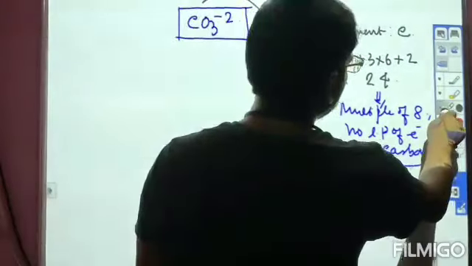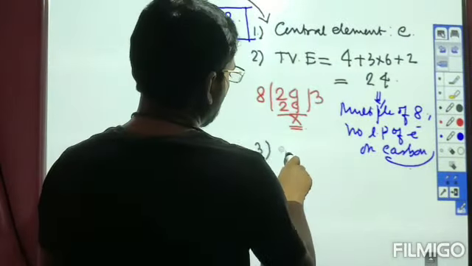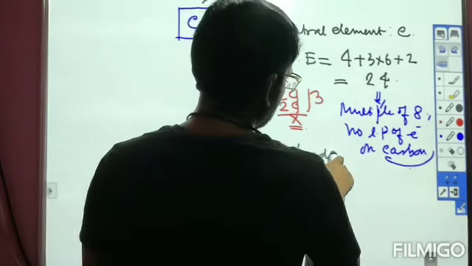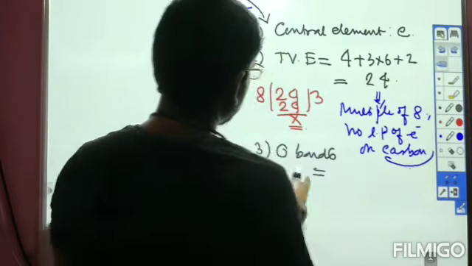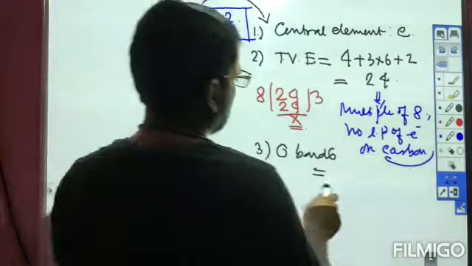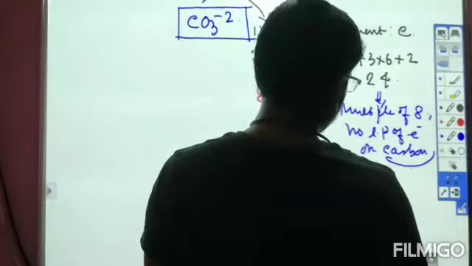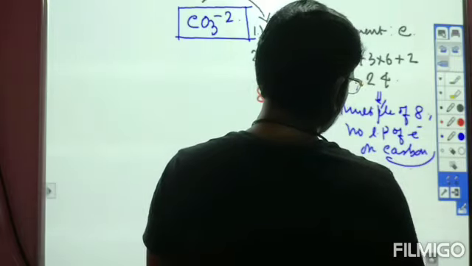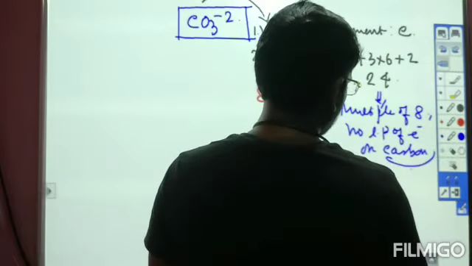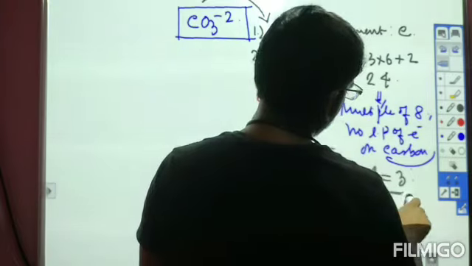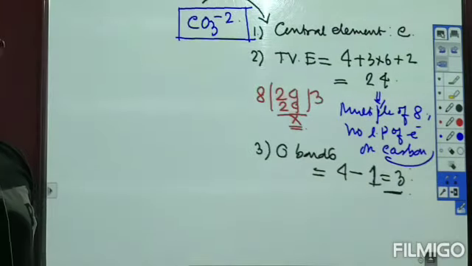Now number 3: the number of sigma bonds. Sigma bonds equal the total number of atoms minus 1. How many atoms are there? 4, minus 1, so that will give you 3. So 3 sigma bonds are there.